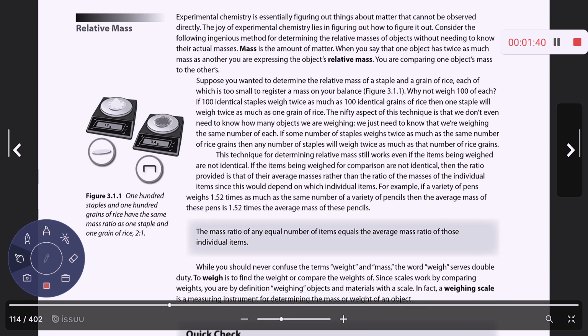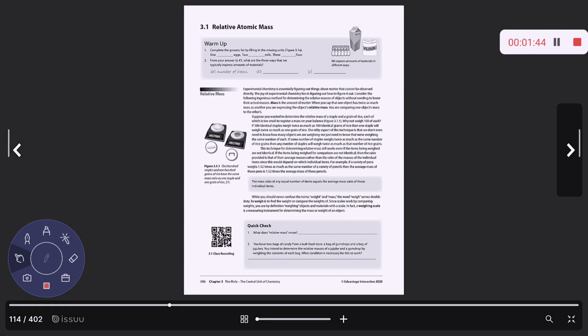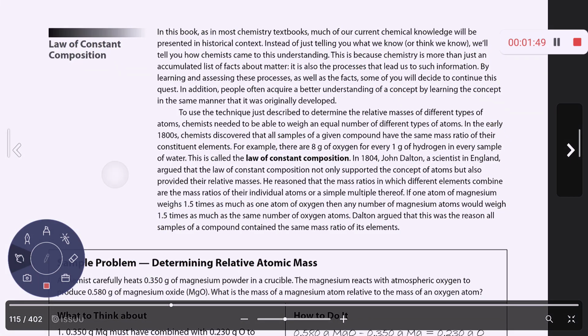Okay, and let's come down here. Let's go to the next page. Let's talk about the law of constant composition.